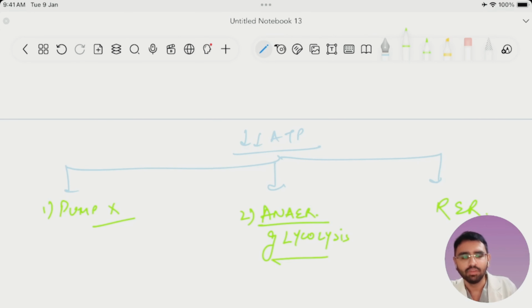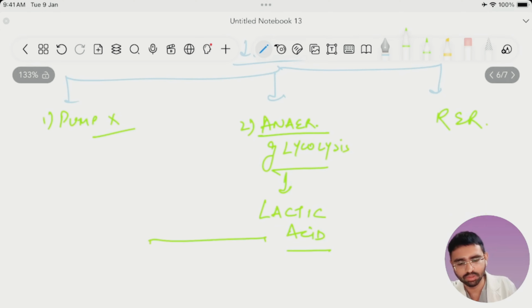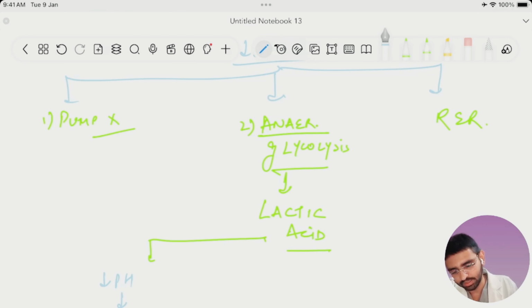Anaerobic glycolysis will lead to formation of lactic acid. Now, lactic acid will cause a decrease in pH. A decrease in pH will cause nuclear chromatin clumping. Okay. Now, in the RER, the ribosomes are attached to the RER.